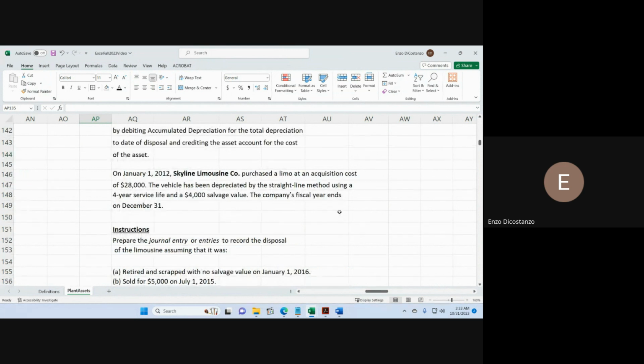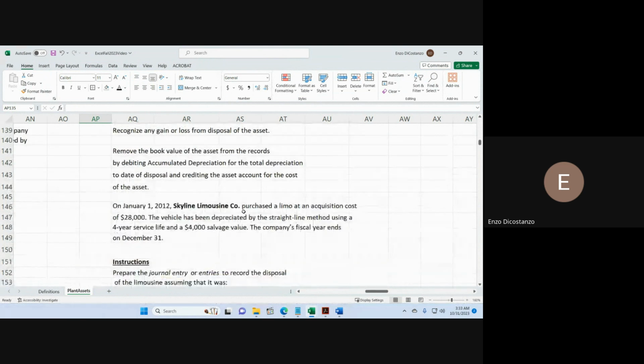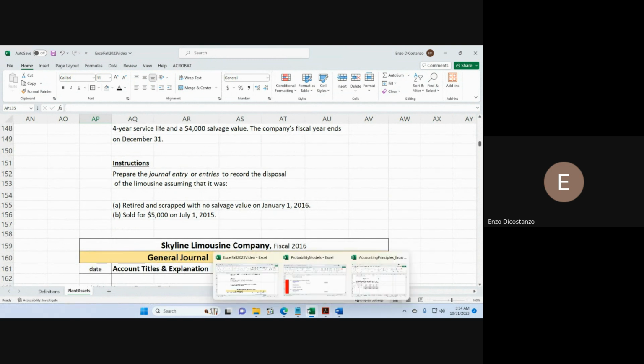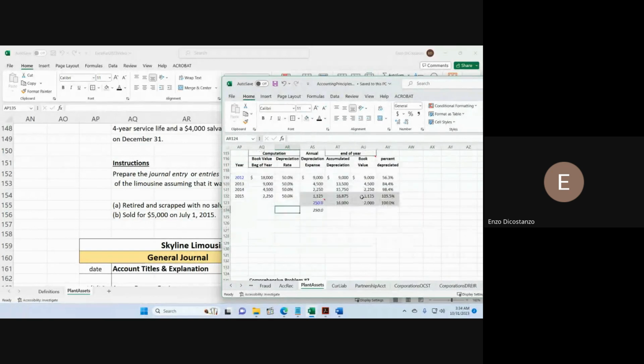Okay. This vehicle was purchased for, again, these are really old prices, 28,000, even past 2012, right? A limousine for, I don't think you've seen a limousine for that price for a long time. Straight line method, 4,000 salvage. The fiscal year ends December 31. So scrap with no salvage, but sold for 5,000. So I guess we did a couple versions of this.